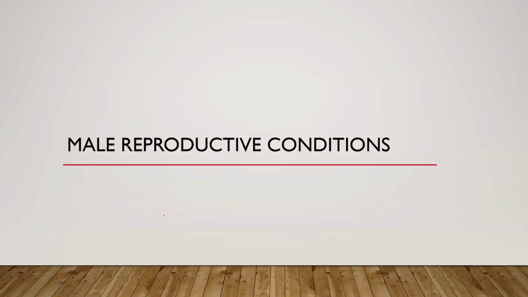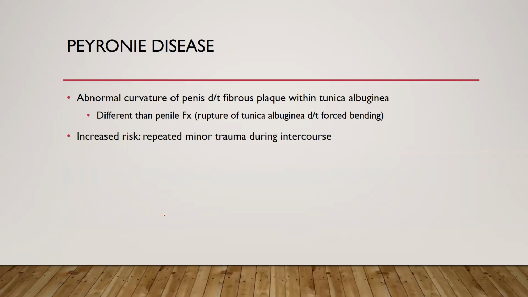Now we talked about some of these male reproductive conditions. So if we've discussed it, I might move past them. If we haven't, I'll probably stop on them. The first one's Peyronie disease. This is abnormal curvature of the penis due to a fibrous plaque within the tunica albuginea. This is different than penile fracture. Penile fracture is rupture of that tunica layer due to forced bending. This is an abnormal curvature. Typically, minor trauma during intercourse is the etiology. It can be fixed over time.